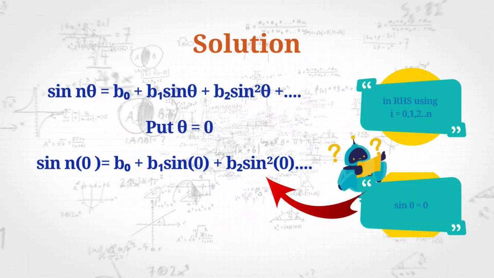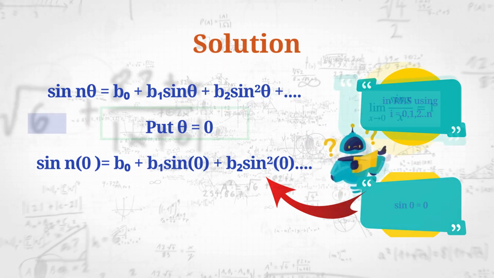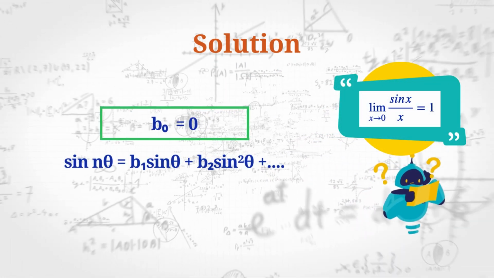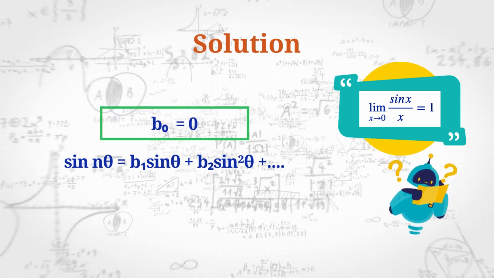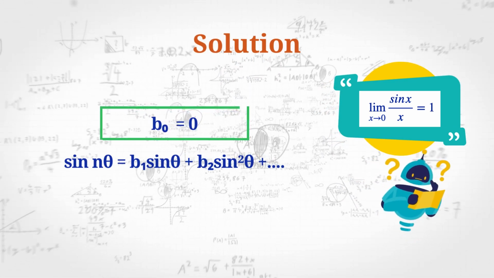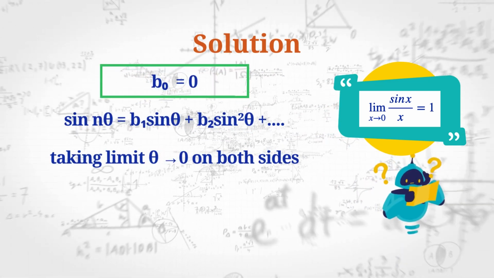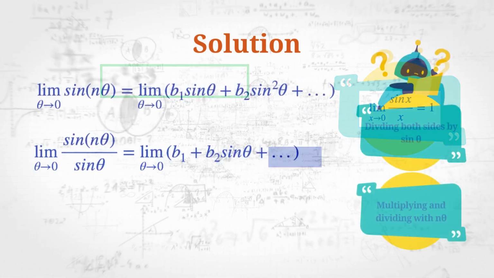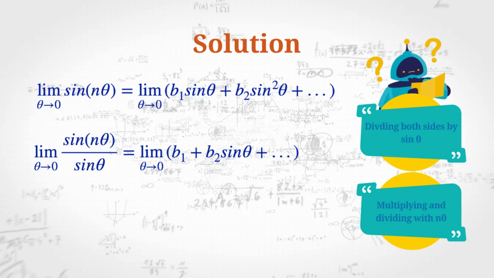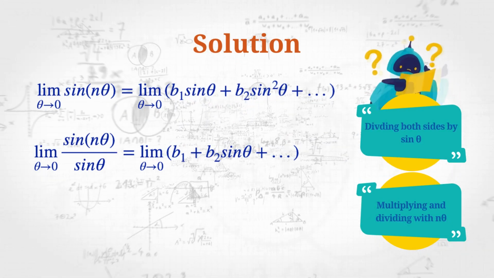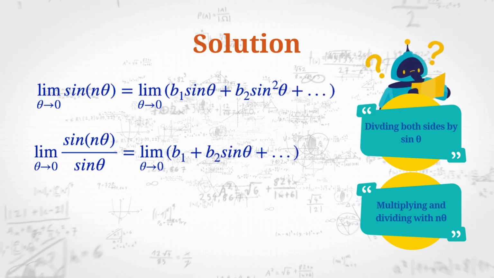We start by setting theta equals 0 in the given equation, and this gives us the value of b0 equals 0. Using b0 equals 0, sine n theta is equal to b1 sine theta plus b2 sine square theta and so on. Now taking limit theta tends to 0 on both sides and dividing both sides by sine theta, we get limit theta tends to 0 sine n theta over sine theta equals limit theta tends to 0 of b1 plus b2 sine theta and so on.